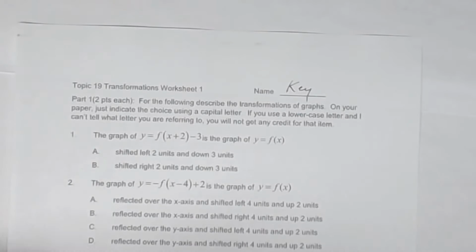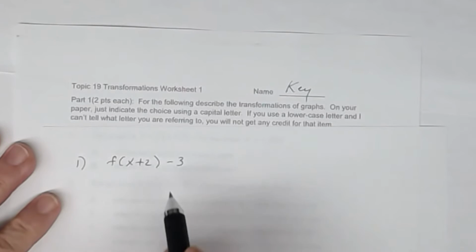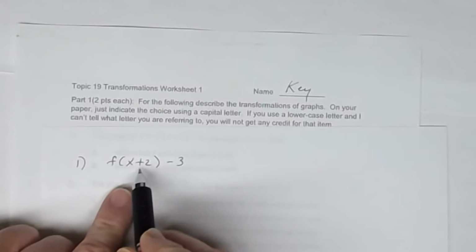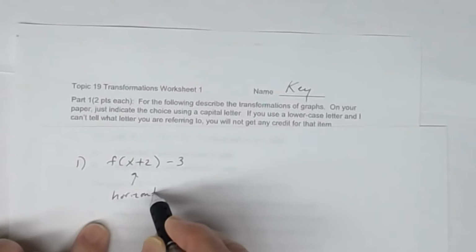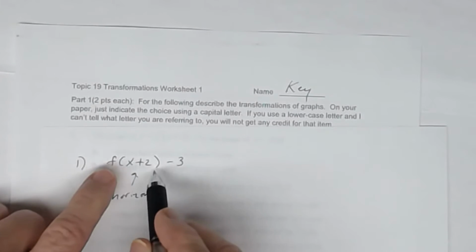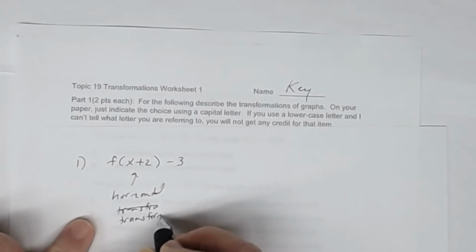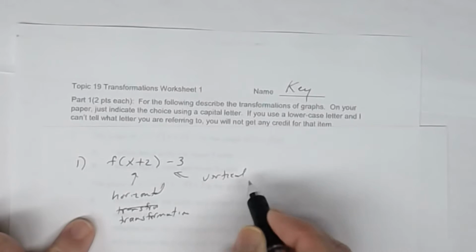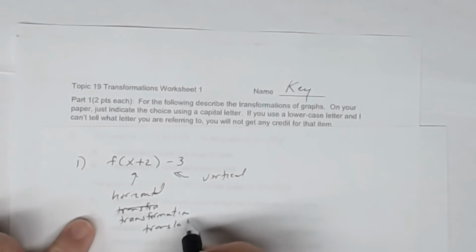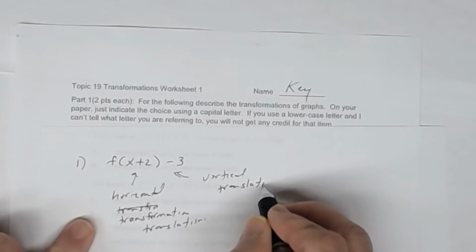All right, so in number 1, notice there are two transformations occurring. You have this right here, which is a horizontal transformation. Remember, when the number's within the parentheses, that's a horizontal transformation, and the number on the outside is a vertical transformation. So we'll call it a vertical translation and a horizontal translation.